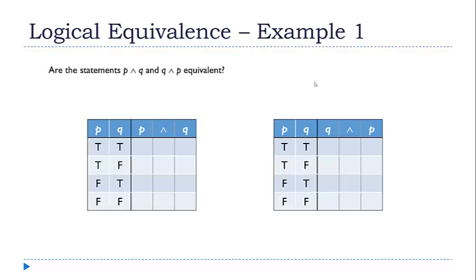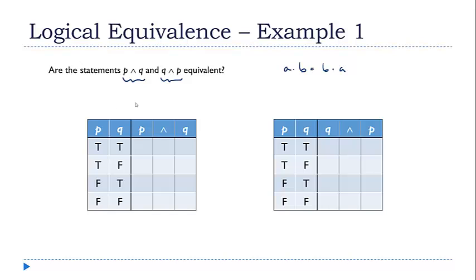So let's see how this works in an example here. I want to know if the statements P and Q and the statement Q and P are equivalent to each other. In other words, I'm kind of asking, is this logical AND operator commutative? Remember, the commutative property of multiplication, for example, is the one that says A times B is equal to B times A. In other words, we can flip the order. That's what I'm doing here with a logical AND.